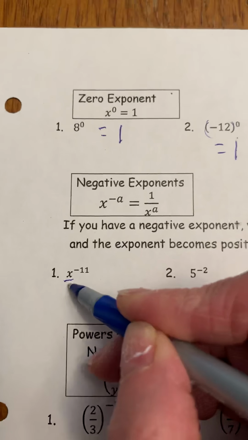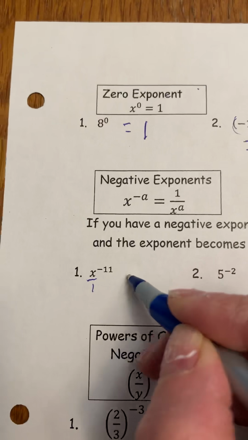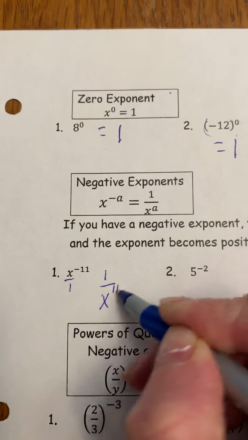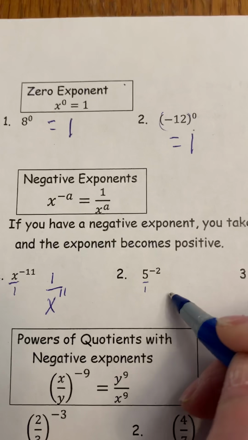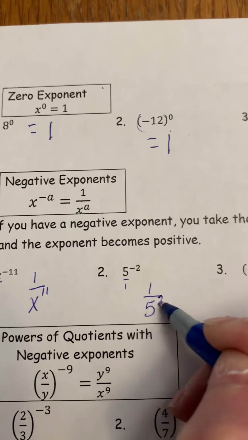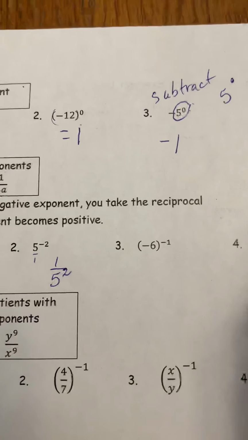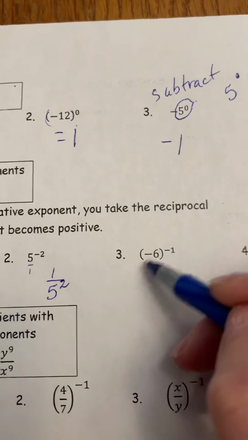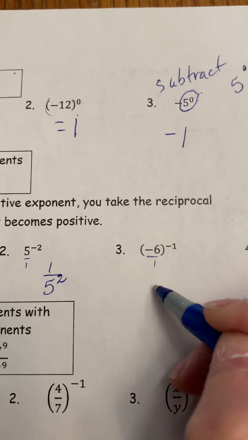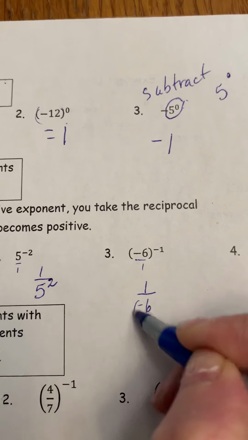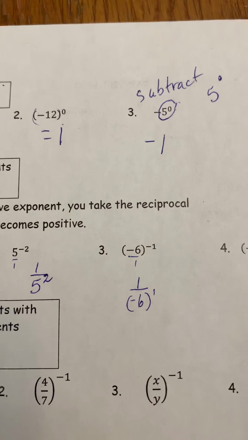So remembering that everything really sits over an invisible 1 as a denominator, we're going to get 1 over x to the exponent 11. And this is sitting over an invisible 1, so we're going to have 1 over 5 squared. And I don't need you to give me the answer, we're just practicing this. And it's a negative, it's sitting in brackets, that's okay too, sitting over an invisible 1. So we're going to get 1 over negative 6 to the exponent 1.